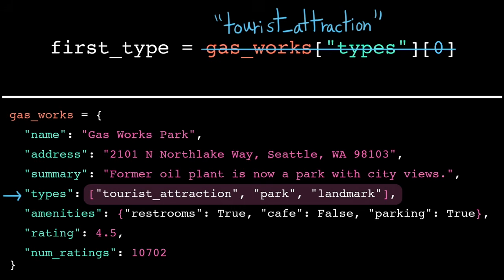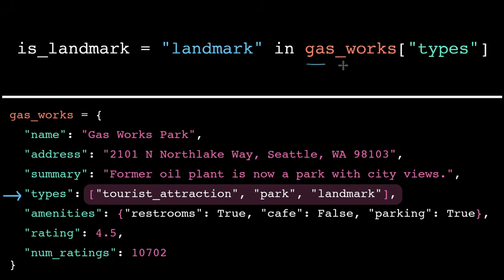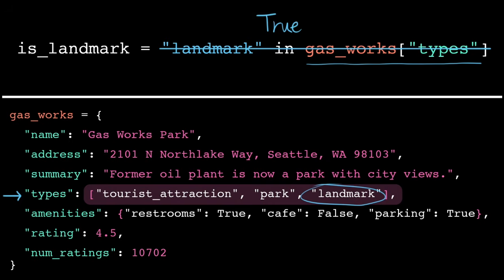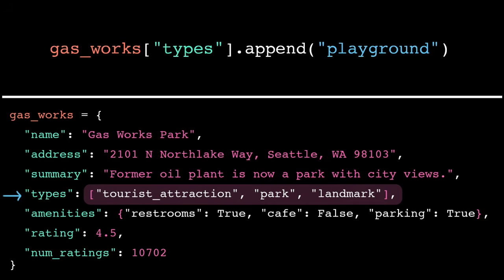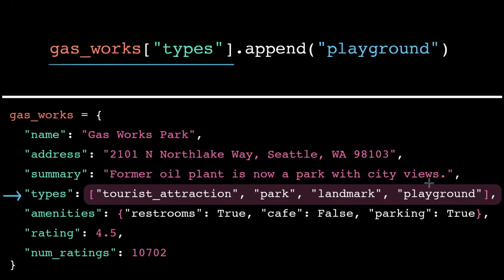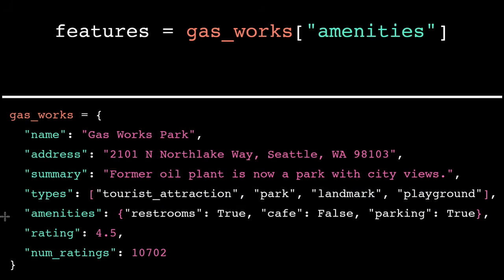Now, just because this list is nested inside a dictionary doesn't mean there's anything special about it. We can operate on it just like we would any other list. We can use the in operator to check if an element exists in the list. That's true. Or we can mutate the list and use the append method to add an element to the end. Let's move on to another item.